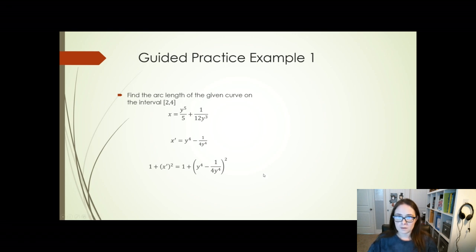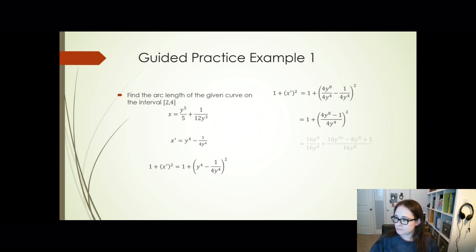So I'm going to rewrite the y to the 4th using a common denominator of 4y to the 4th. And so I'm multiplying top and bottom by 4y to the 4th, and I get 4y to the 8th over 4y to the 4th. And now I have a common denominator, and I can actually subtract these two fractions and turn it into one fraction. Okay, so I get 4y to the 8th minus 1 over 4y to the 4th. And now I'm going to go ahead and square top and bottom of this.